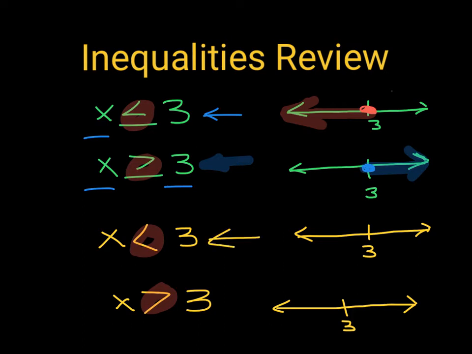So for this one, we'd read that as x is less than 3. So on our number line, we'll shade to the left. And because it's less than 3, we'd have an open circle instead of closed. And then for this last one, we have x is greater than 3, so open circle. And x could be anything larger than 3, so we'll shade to the right. So those are the basics.